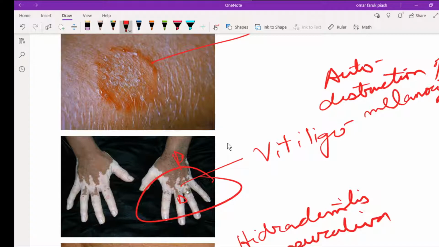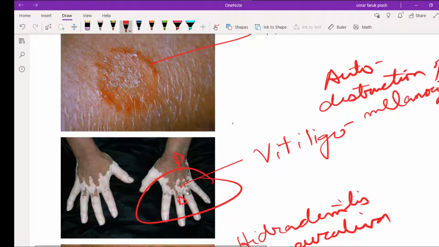Then freckles. Freckles are small tan to brown macules. They happen due to an increased number of melanosomes. And melasma is usually seen in pregnancy and in people taking oral contraceptives. It's a mask-like hyperpigmentation.